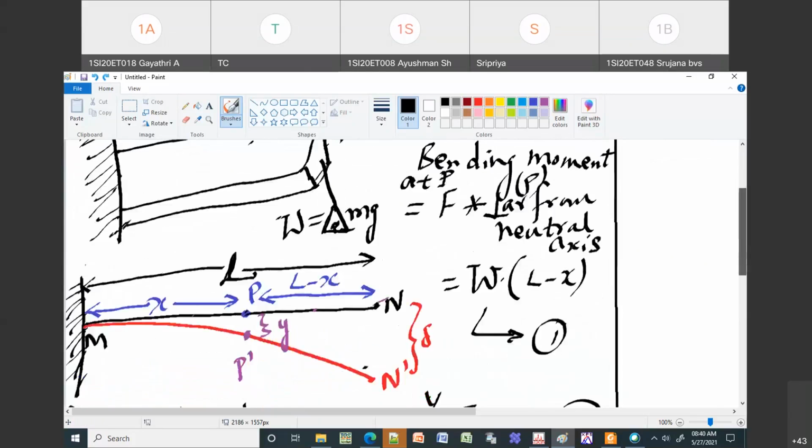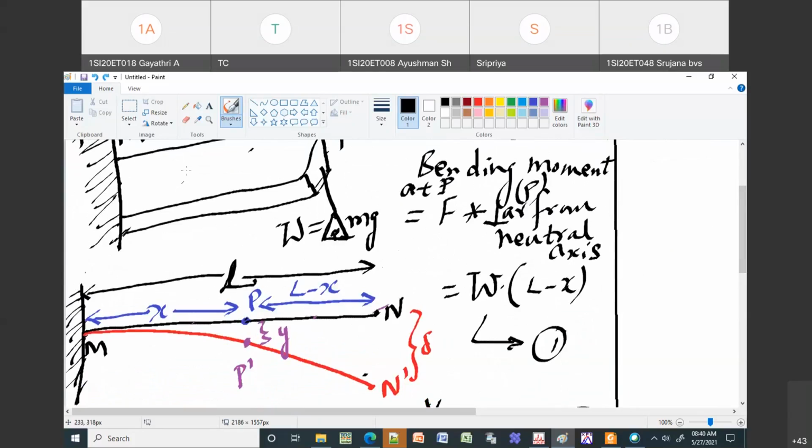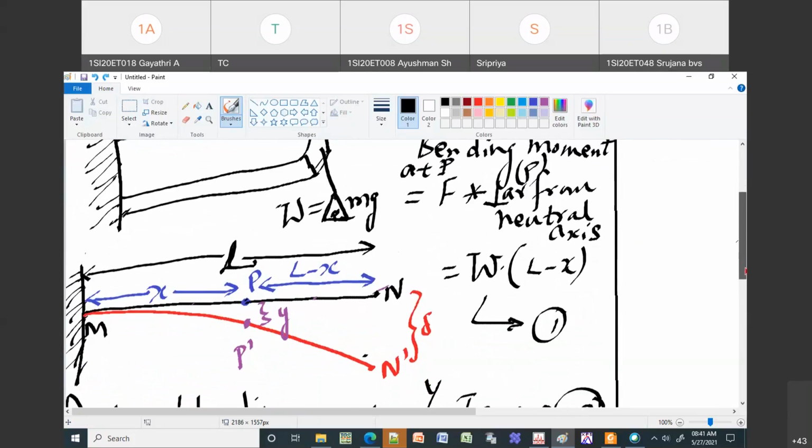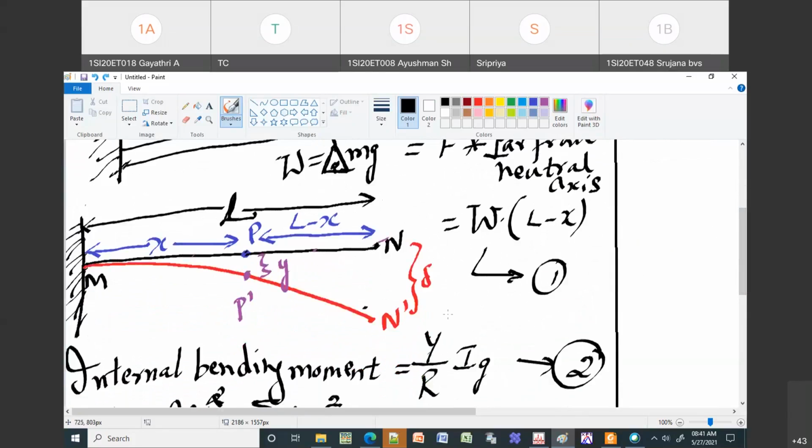As I explained, when you are applying the load on this beam, that is what we take as the external bending moment. The external bending moment is due to the load, W into (L minus X). But the internal bending moment is related to your Young's modulus. Young's modulus is nothing but your restoring force. Based on the restoring force, it will always try to come back to its original shape and size. That is why this becomes an internal bending moment.